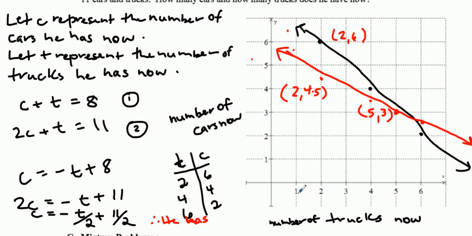So therefore he has, this was the trucks on the X, so 5 trucks and 3 cars. Does that add up to 8? If he doubles the number of cars he has, that'll be 6, plus the number of trucks was 5, and that will equal 11. So that makes sense.